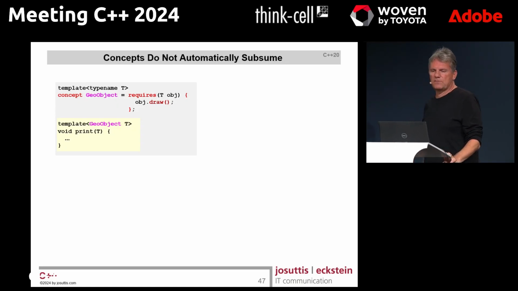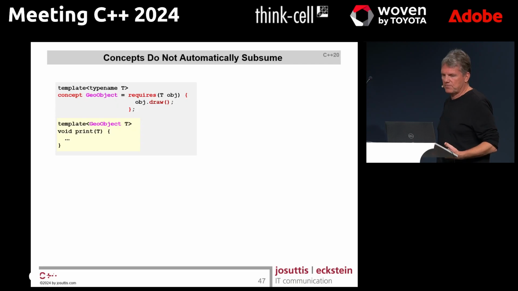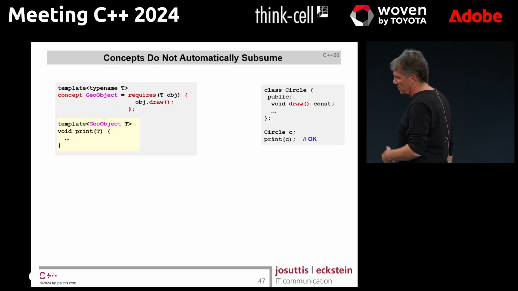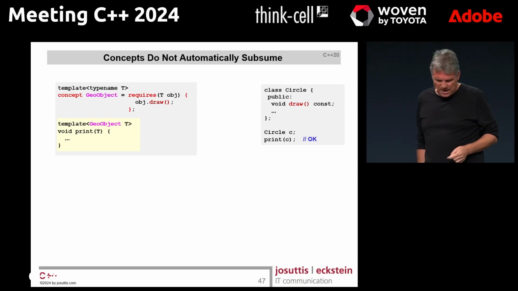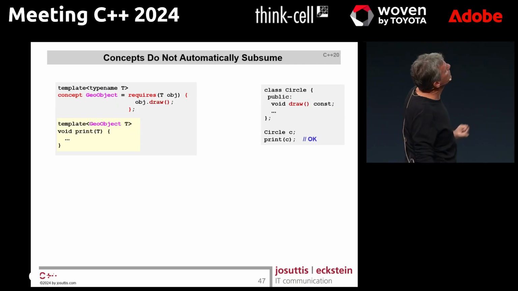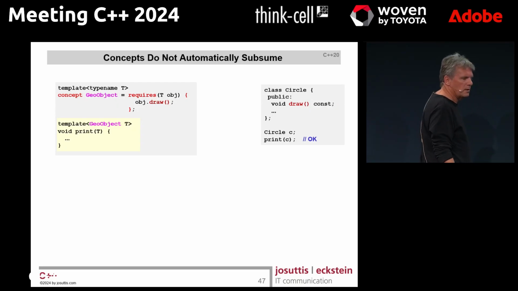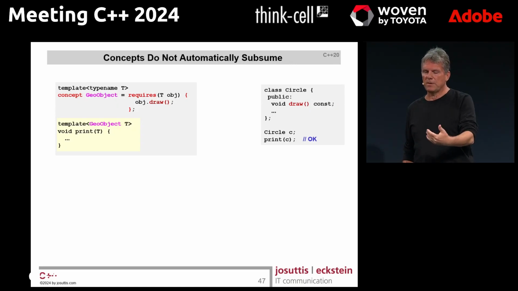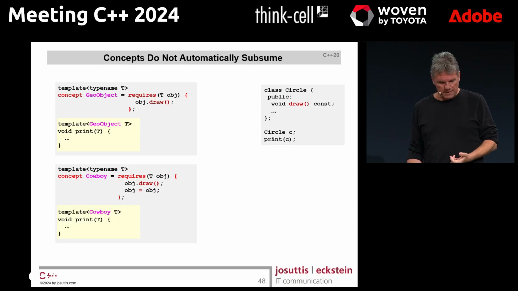So think about you have a geometric object, a concept for geometric objects. Okay, this is a class circle. It has a draw function, and the concept requires that you have a draw member function you can call. Good, works. So the print we see on the top left can be called for this circle, because print has a constraint, T must be a geometric object. And the constraint means I support draw.